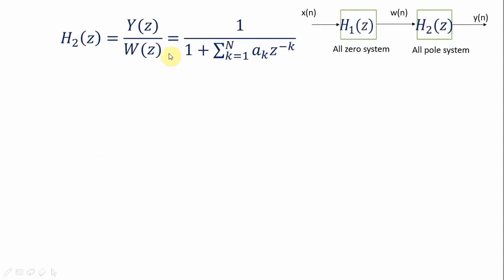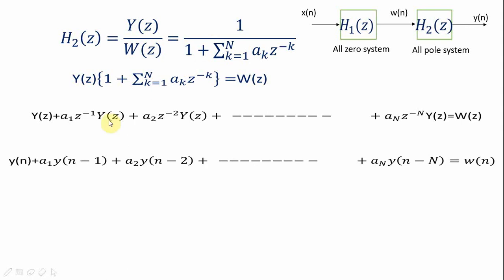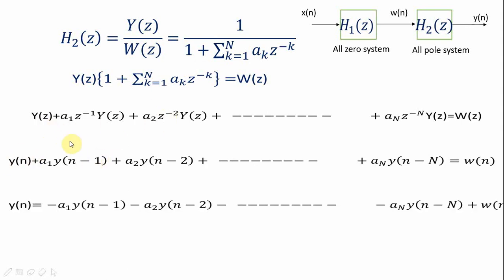So H2 of z, which is an all-pole system, is 1 over 1 plus sigma, that is equal to Y of z by W of z. So again cross multiply, expand the summation, and we get Y of z plus a1 z power minus 1 Y of z, etc., plus an z power minus n Y of z, that is equal to W of z when I cross multiply this. So taking the inverse Z transform of this equation, we get this.